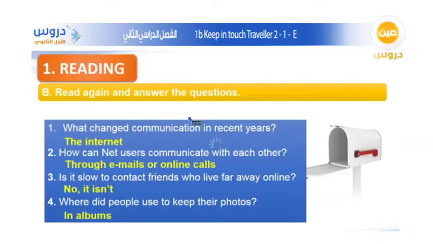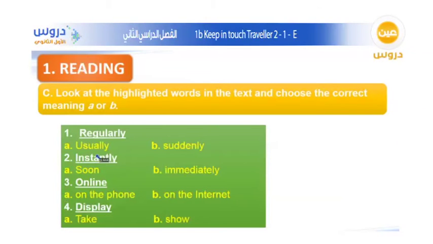Okay, so I will show you the answer. The first one is the internet. The second, through emails or online calls, or like us now by virtual classroom. We contact and communicate with you by virtual classroom. Okay, is it slow to contact friends who live far away online? No, it isn't. And where did people used to keep their photos? In albums. Okay, good. Shall we move to the next slide?